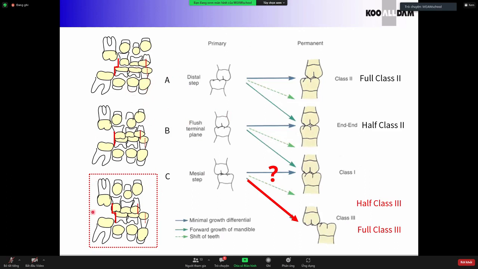As you know, this is class 3 medial step. What happened? It is difficult to achieve class 1. Maybe this medial step can change into half class 3 or full class 3 malocclusion.